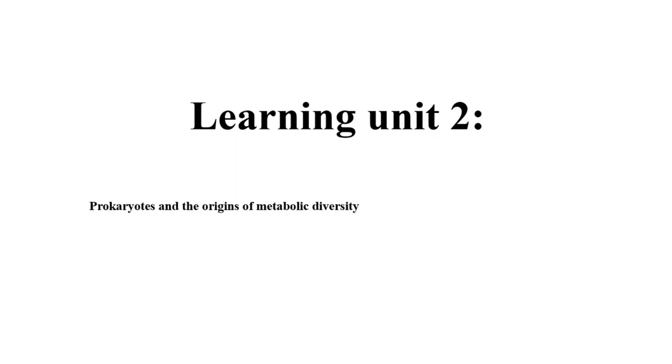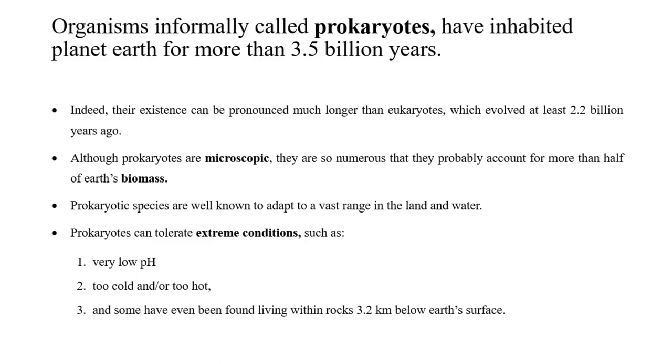So prokaryotes and the origins of metabolic diversity: organisms informally called prokaryotes have inhabited the planet Earth for more than 3.5 billion years, up to this point as we're speaking right now. Their existence is much longer than that of eukaryotes. If you check the differences between prokaryotes and eukaryotes, you can already deduce that prokaryotes' existence has been much longer than that of eukaryotes. And these prokaryotes are said to have evolved at least 2.2 billion years ago.